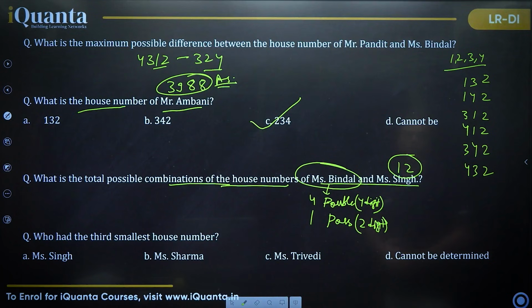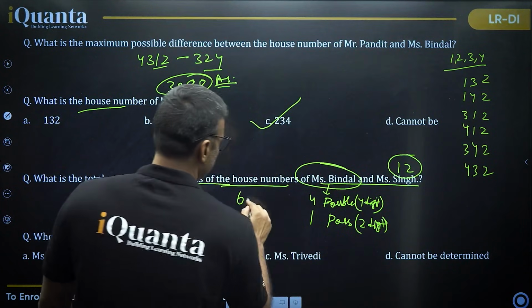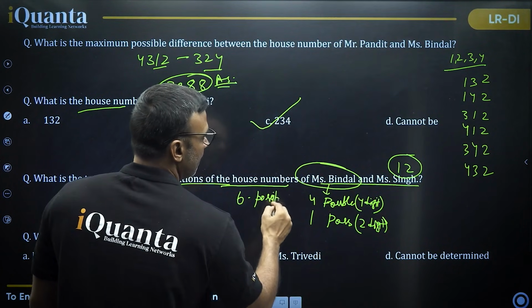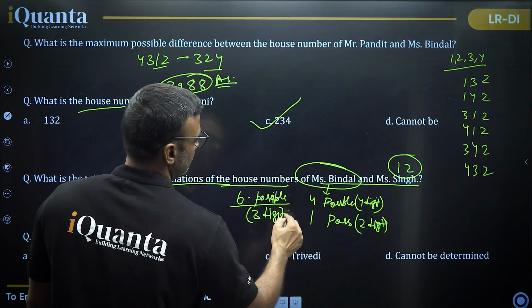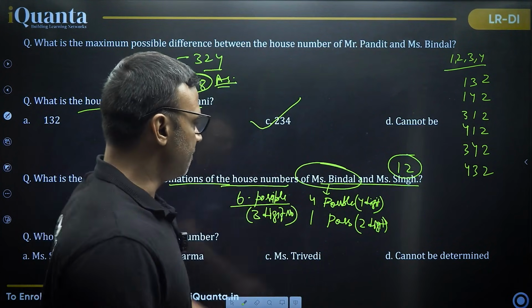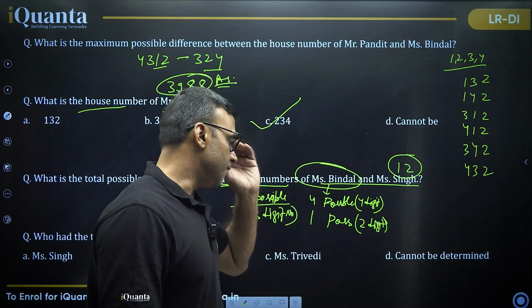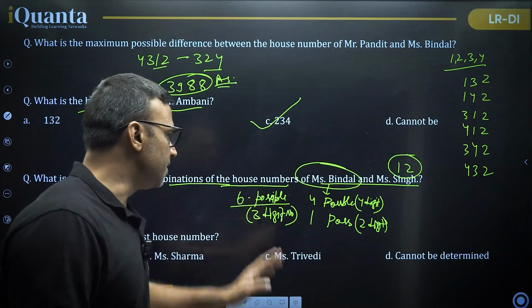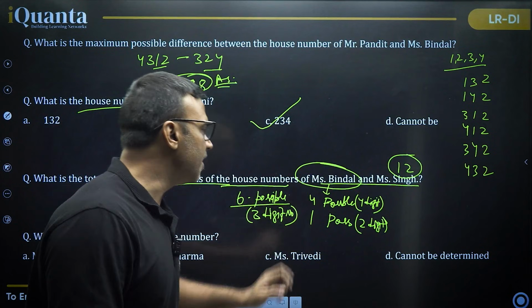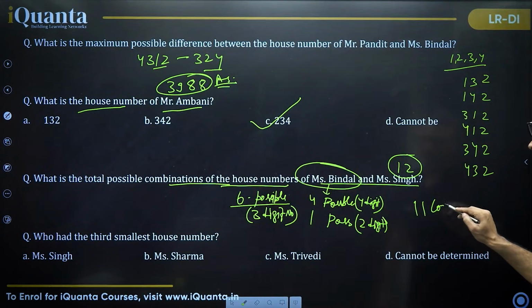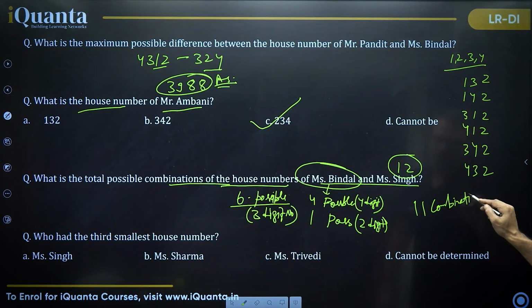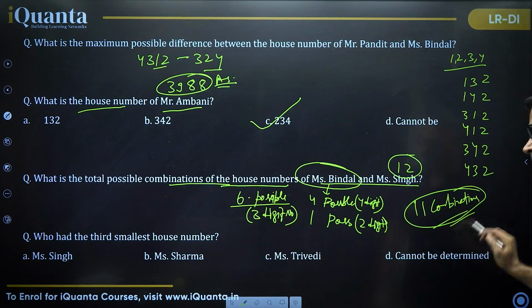So the total possibilities would be 1, 2, 3, 4, 5, 6. So 6 are possible in the case of 3-digit numbers. Check carefully: 4 possible in 4-digit numbers, 1 possible in 2-digit numbers, and 6 possible in 3-digit numbers. So the total is 6 and 4, 10, and 1, 11. So the answer would be 11 combinations.